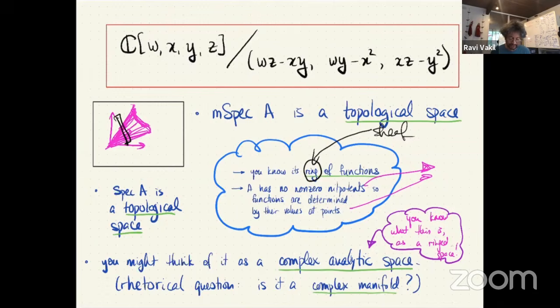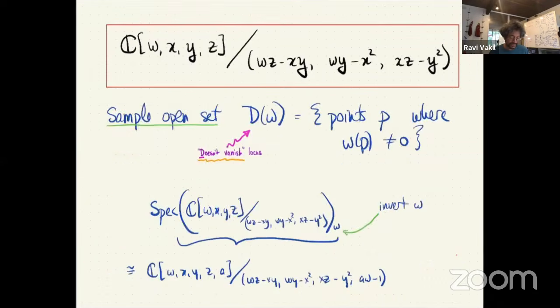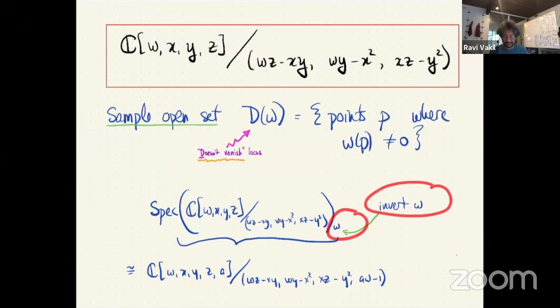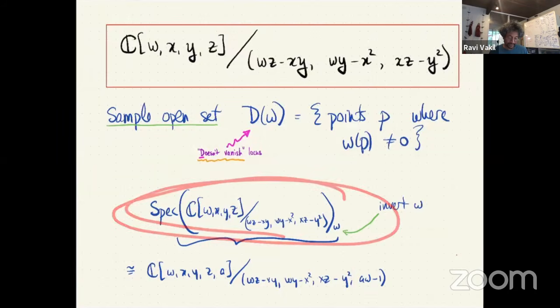So that's our space. And a sample open set in our topology would be one of these basic open sets where a certain function doesn't vanish, and that's what the D is for. Let's take where W doesn't vanish just as an example. So these are the points where W is non-zero at our point P. Okay, so let's look inside that open set. To look inside that open set, we have to invert W. We've checked that the open set corresponds to exactly the points of this Spec. So let's just work out what it is.